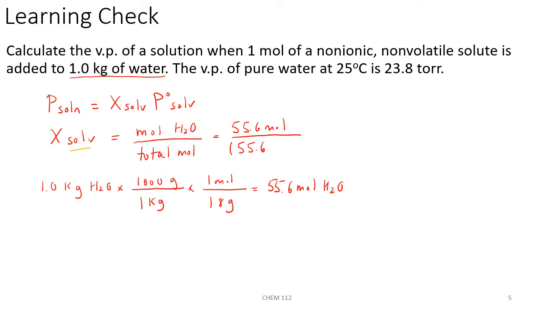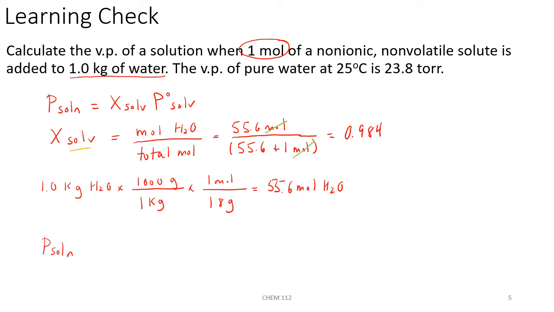So 55.6 plus, we only added 1 mole of a nonionic nonvolatile solute. So 55.6 plus 1. Our units of moles will cancel because mole fraction is unitless. And so our mole fraction comes out to be 0.984. We're going to plug that into Raoult's law.